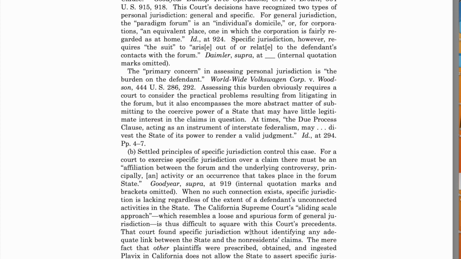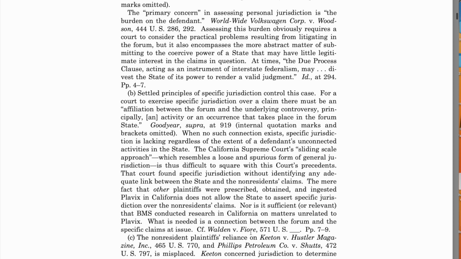And the primary concern in assessing personal jurisdiction is the burden on the defendant, and settled principles of specific jurisdiction control this case. For a court to exercise specific jurisdiction over a claim, there must be an affiliation between the forum and the underlying controversy, principally an activity or an occurrence that takes place in the forum state. So that was the rule that was laid down in Bristol-Myers Squibb, and it has been used quite handily by lots of defendants to get out of both state and federal court in a distant jurisdiction in order to require the other party to sue in their home jurisdiction.